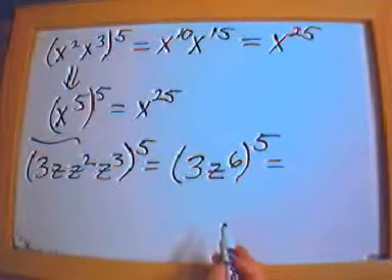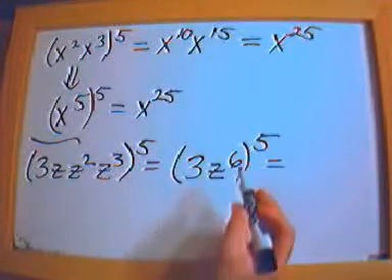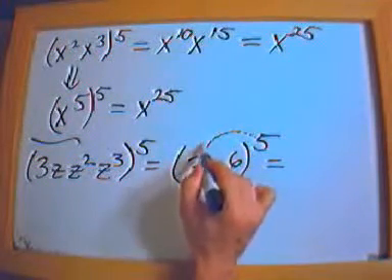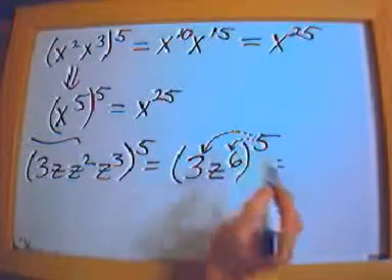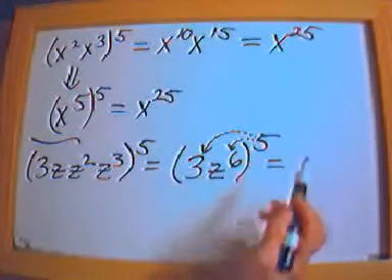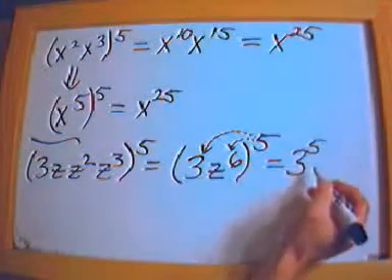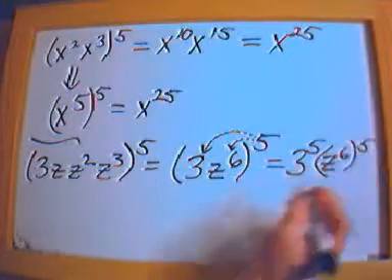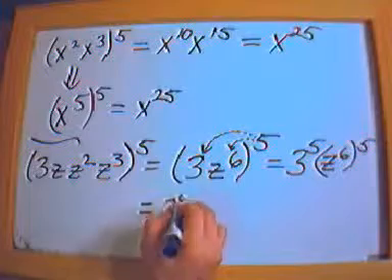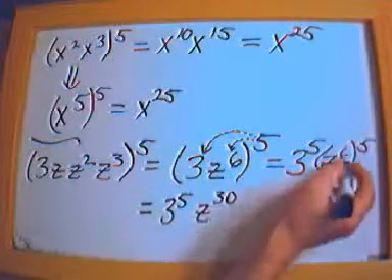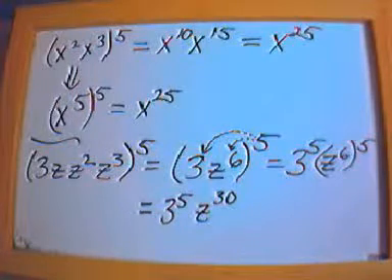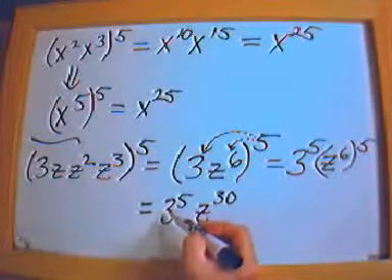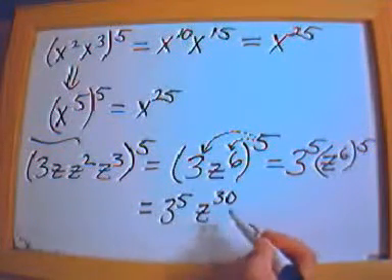Now, in order to simplify this, I'm going to use the distributive property. This 5 is going to be distributed into the 3, and into this z to the 6th here. So I'm going to end up with 3 to the 5 times z to the 6th to the 5. And so this is going to equal 3 to the 5 times z to the 30, because 6 times 5 is 30. And you can just do 3 to the 5 in your calculator. If you're going to really do this, you'd do 3 to the 5th power in the calculator, and it would be some number in front of z to the 30th.